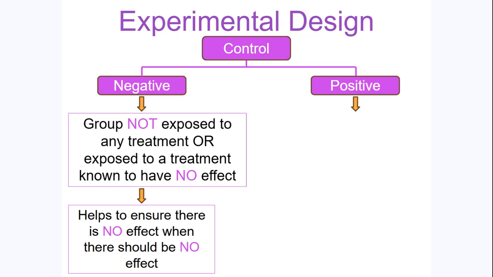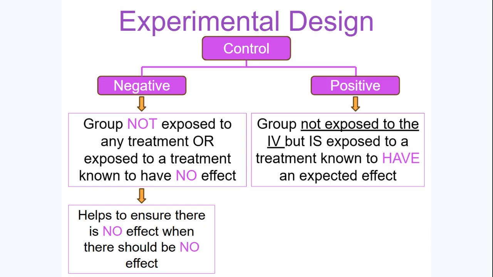It helps to ensure there is no effect when there should be no effect, right? If I want to know if my bacteria is going to become susceptible to an antibiotic, I'm first going to put that bacteria on a media that I know it can grow in with no antibiotic. That way I know the bacteria can actually grow.